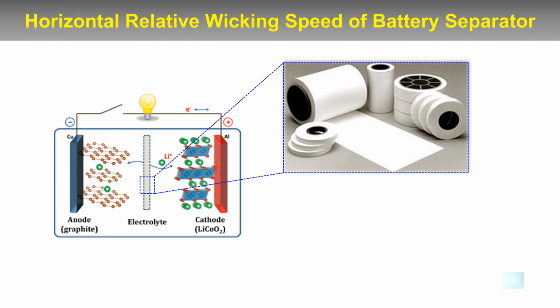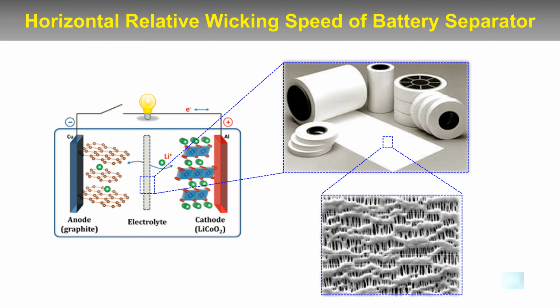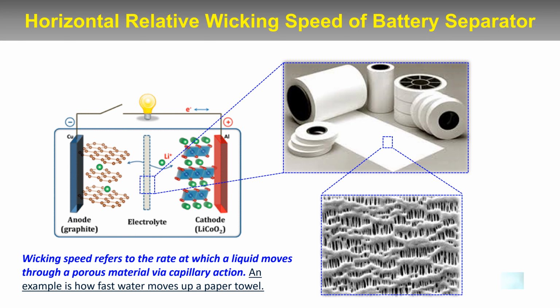So separator is a polymer film which is highly porous, as you can see in the SEM image. So the wicking speed is relevant to the battery separator because it refers to the rate at which liquid moves through the porous material via capillary action. A simple example is how fast water moves in a paper towel. This is the simplest example.